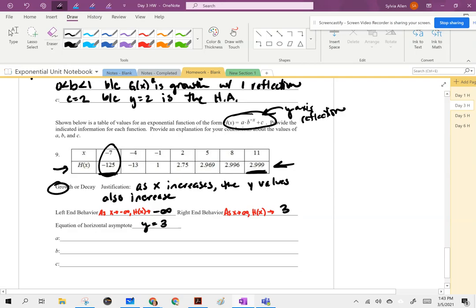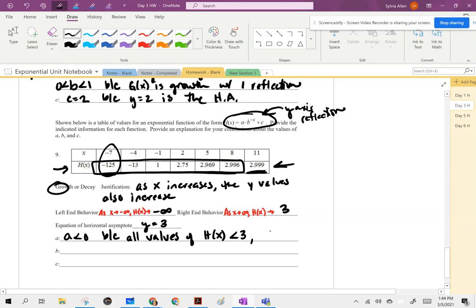The a value, let's take a look. Are all of these other y values bigger than 3 or smaller than 3? And if they're smaller than 3, then that means a is going to be less than 0. And we just said that because all y values, right, of h of x are less than 3, which is the horizontal asymptote.